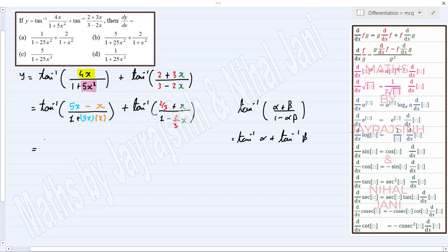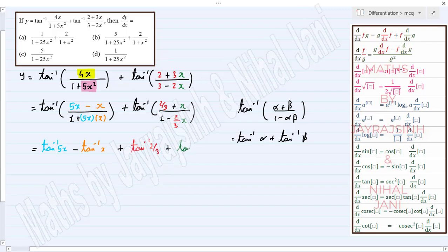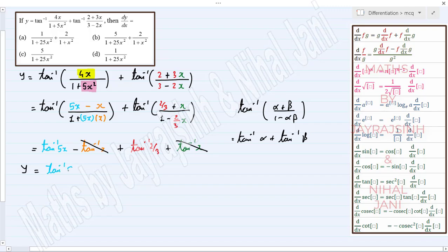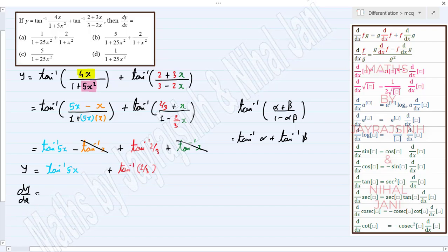So in the first term, we will get tan inverse 5x minus tan inverse x. And in the second term, we will get tan inverse 2 by 3 plus tan inverse of x. Now this tan inverse x will cancel out, and we will get y is equal to tan inverse of 5x plus tan inverse of 2 by 3. So we are ready to differentiate with respect to x.